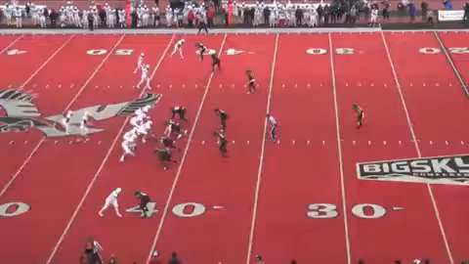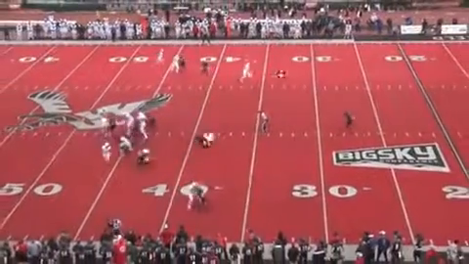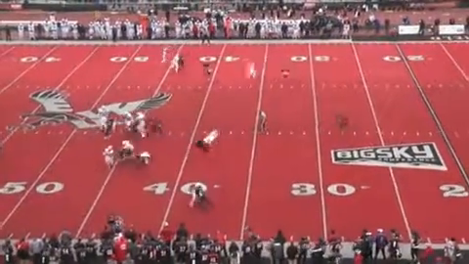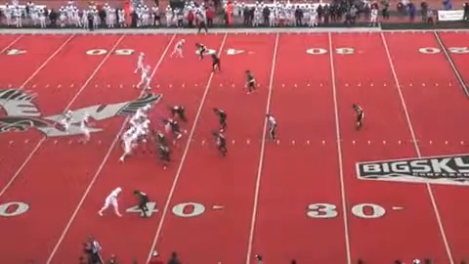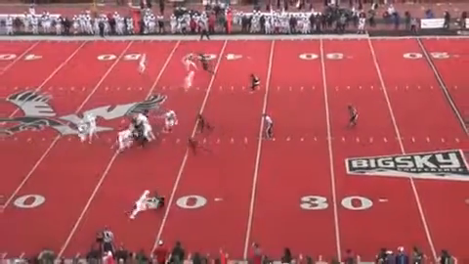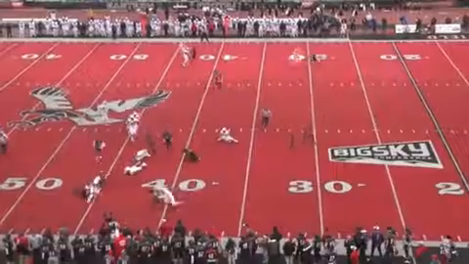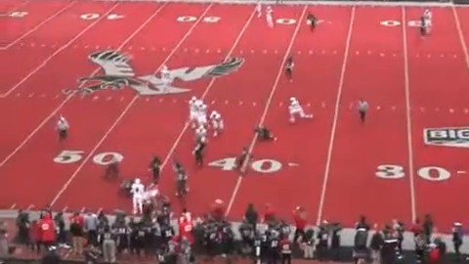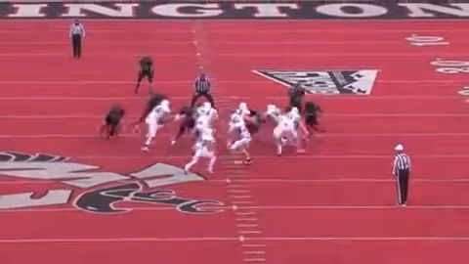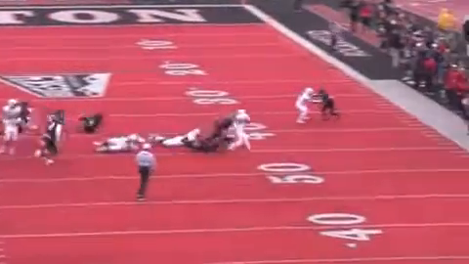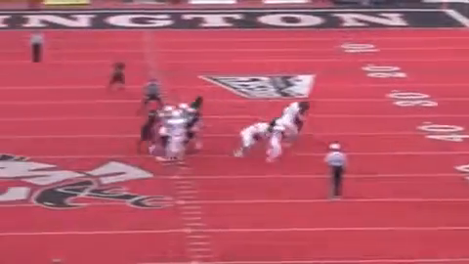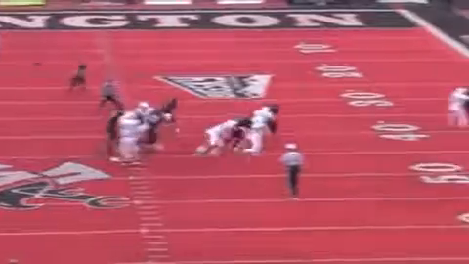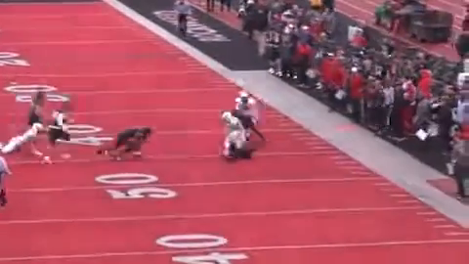The block by the left tackle, pretty easy. This is clearly outside the 10 and 2 on the linebacker. The block by the fullback is outside the 10 and 2 and is a foul.